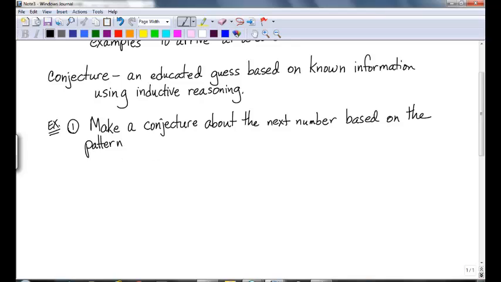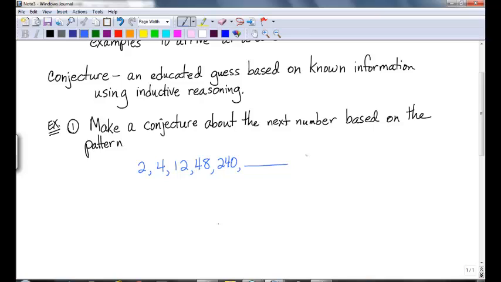On the first one, let's say the author gives you the pattern 2, 4, 12, 48, 240, and they want you to make your conjecture what that number is based on the pattern they're showing you. Any ideas? What is it?